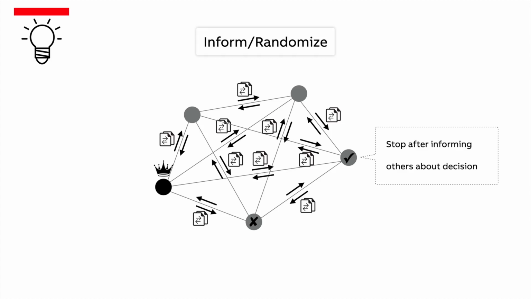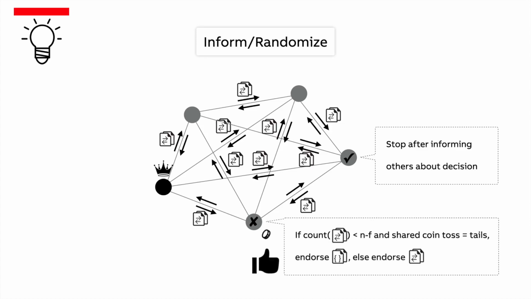As you can guess, the only tricky case is when a node did not decide in stage 2. In this case, it counts again the number of endorsements. If the number is still below n-f, then it carries out a shared coin toss and checks if the result is tails. If it is, it starts endorsing the empty set. Otherwise, it endorses the batch that most nodes endorse.